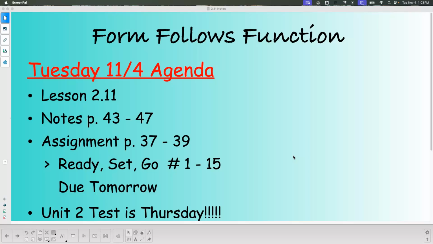Thing number 1 is I want to get the lesson done and out of the way. Thing number 2 is I've got a bunch of stuff to hand back to you. And thing number 3 is I want to give you some time to work on your homework.